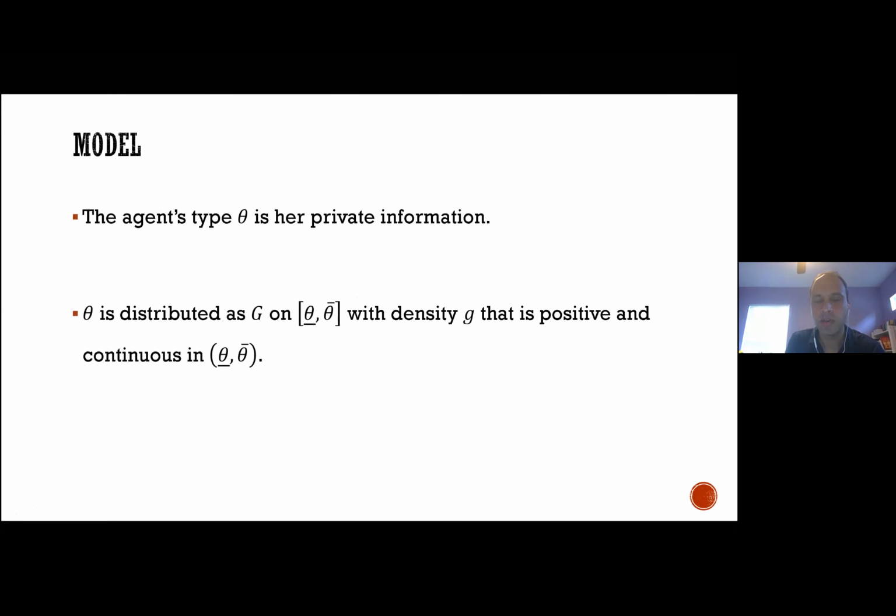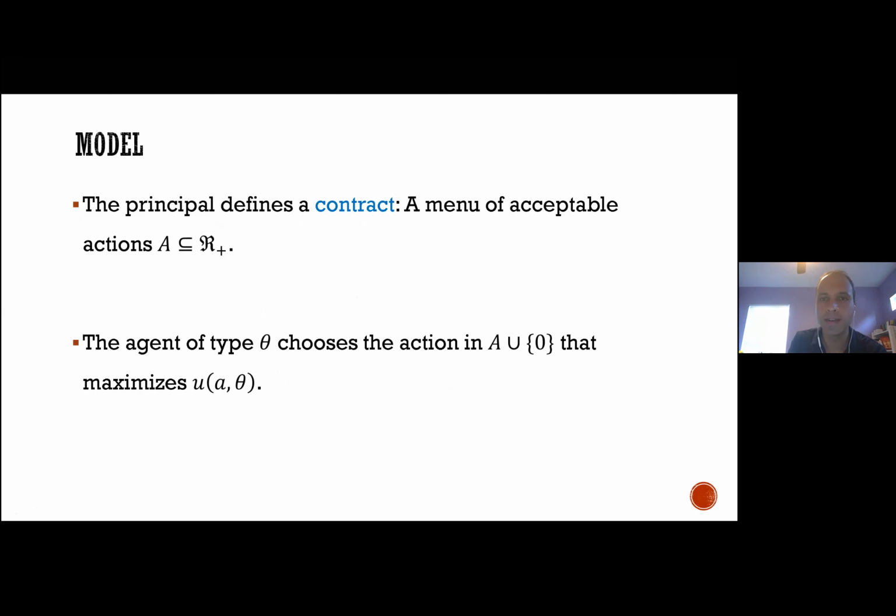The agent's type, as is typical, is private information, and it is distributed as some G on an interval from theta lower bar to theta upper bar, with a density which is positive and continuous in the interior of the interval. Those are pretty standard assumptions. What the principal does is define a contract, which is a menu of acceptable actions, some subset of the real line, because the real line is the set of all possible actions.